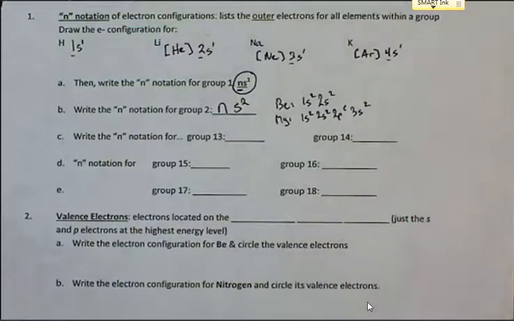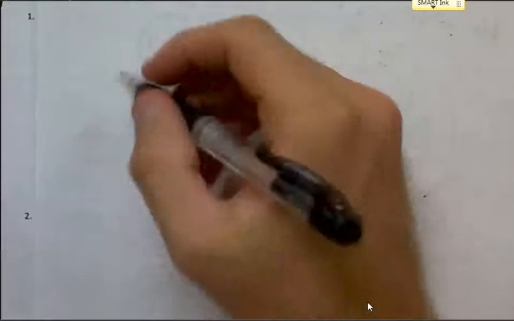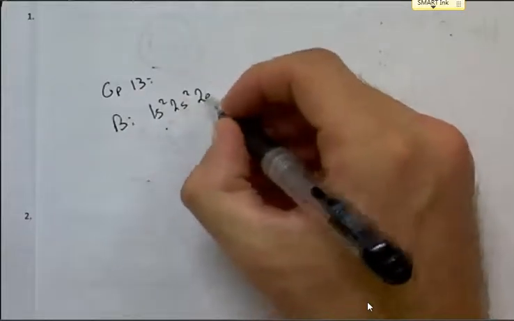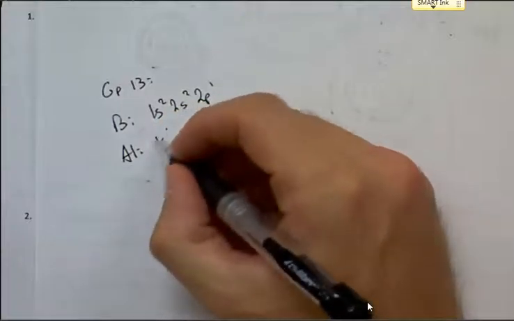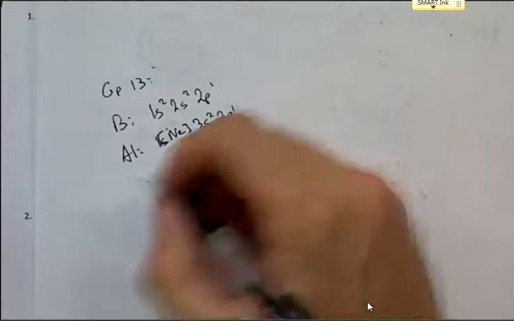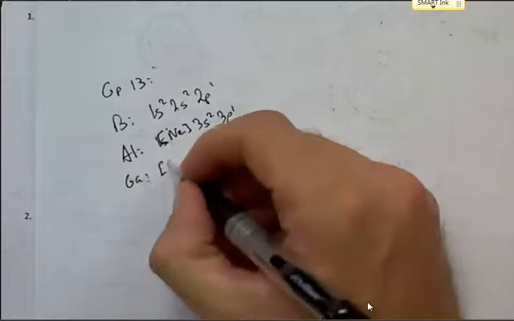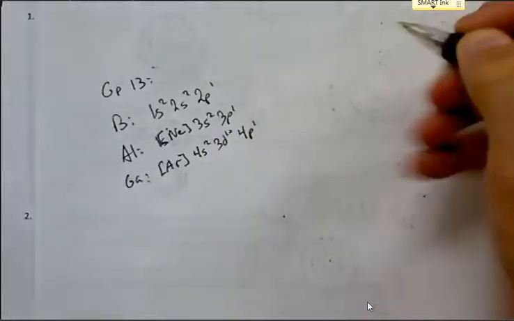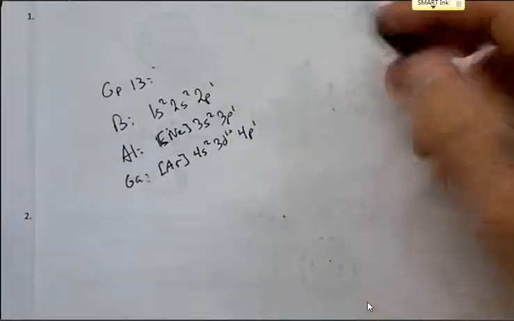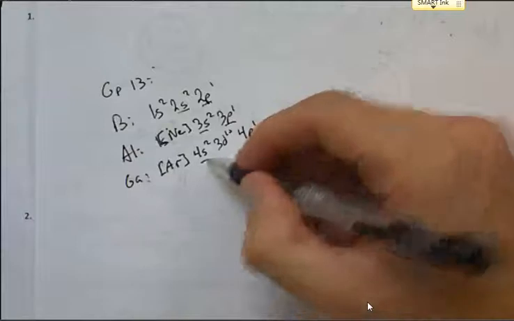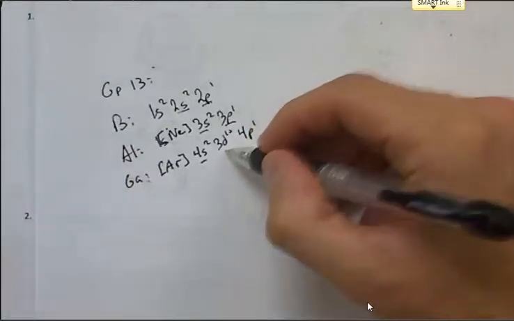Let's take a look at group 13 and 14 here. Okay, so group 13. Group 13 would be something like boron, 1s2, 2s2, 2p1. Aluminum, let's go ahead and give you the abbreviated one, neon, 3s2, 3p1. And let's even look at gallium. It looks like argon, 4s2, 3d10, 4p1. Well, this one ends in s2p1. This one ends in s2p1. This one ends in s2, 3d10, 4p1.